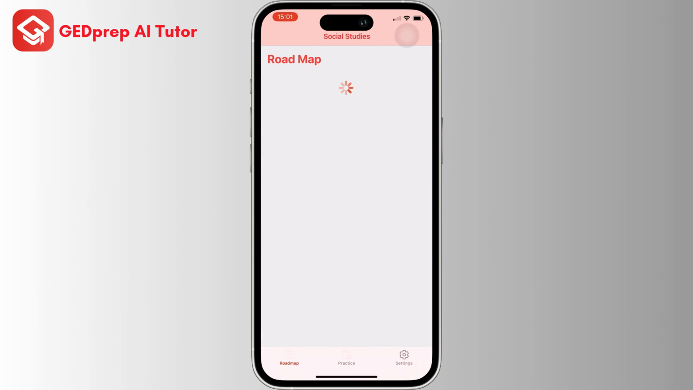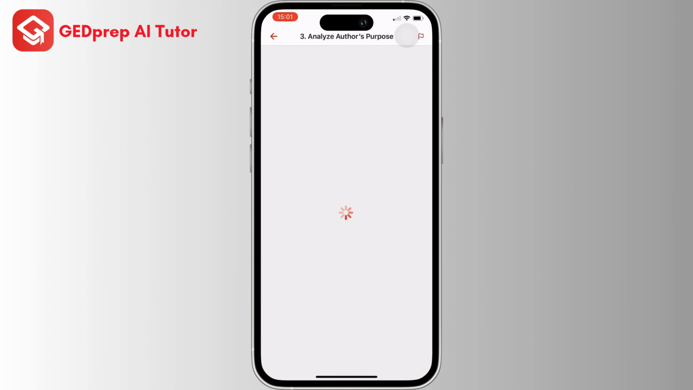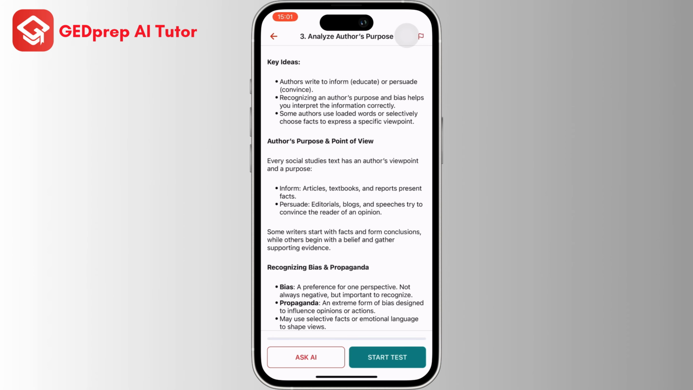In today's social studies lesson, we'll focus on two key skills you'll need for the GED test: understanding words in context and recognizing how information is organized in social studies texts. Author's purpose, point of view, and bias. When you read social studies texts, one of the most important skills is being able to recognize why an author is writing and what point of view they are presenting. Authors usually write for two main purposes: to inform or to persuade. Understanding this purpose, along with the author's bias or possible propaganda, helps you interpret information more accurately on the GED test.